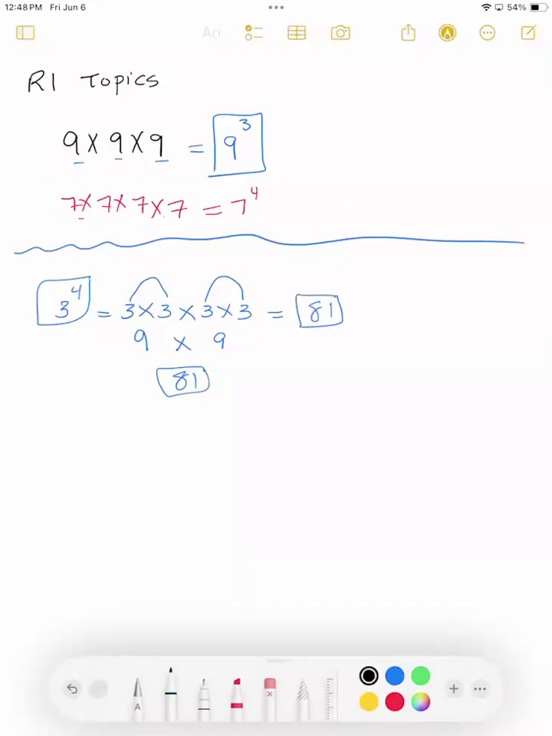Or you may have 2 to the power, let's say, 3. That means 2 times 2 times 2. So you multiply 2 times 2, you get 4. 4 times this 2. 4 times 2 is 8, and the answer is 8.